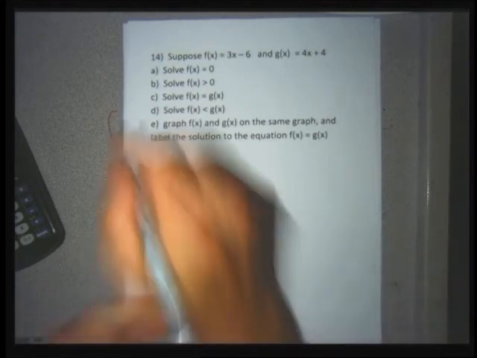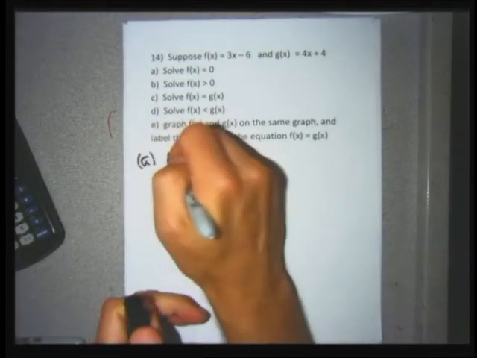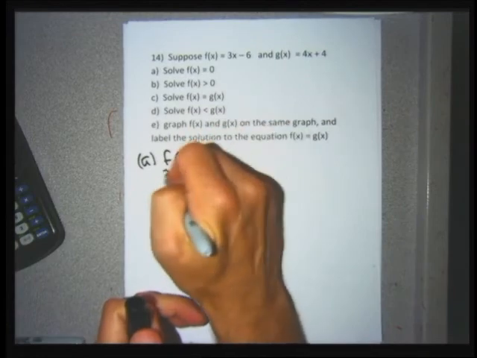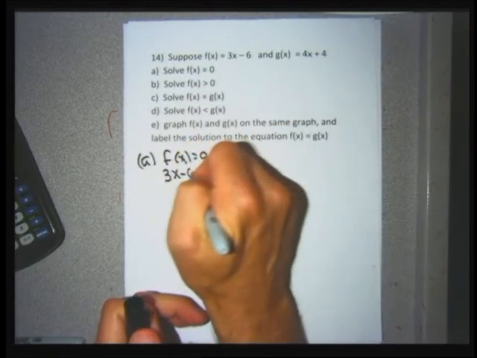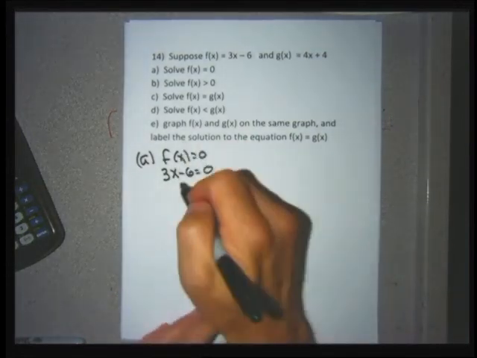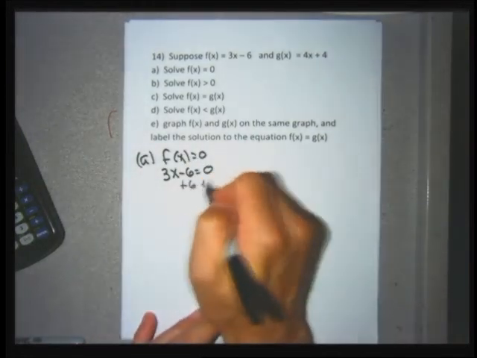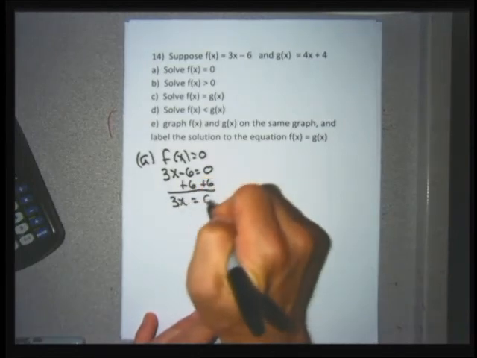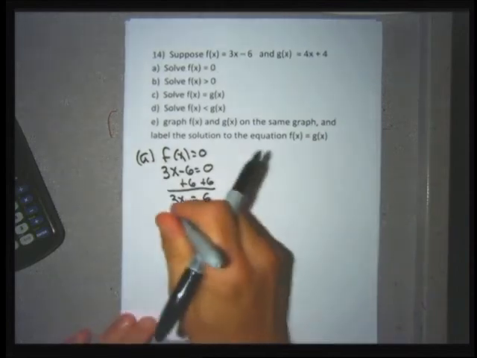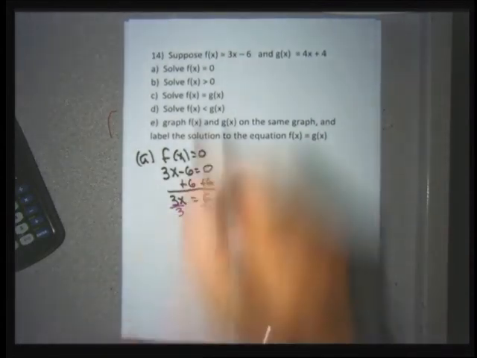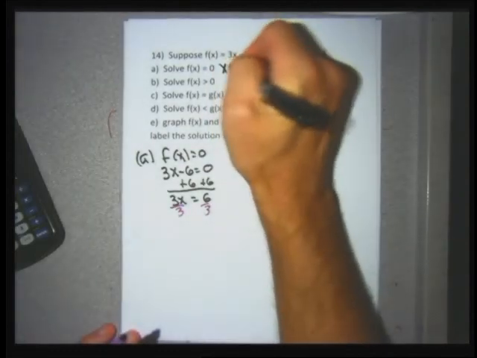So to do part A, where f of x is equal to 0, I take the right-hand side of the f function, which is 3x minus 6, and set it equal to 0. There's no square, so I don't need to factor. I'm going to add 6 to both sides and get 3x equals 6, and then divide both sides by 3 and get x equal to 2. To save room, I'm just going to write the answer up here.